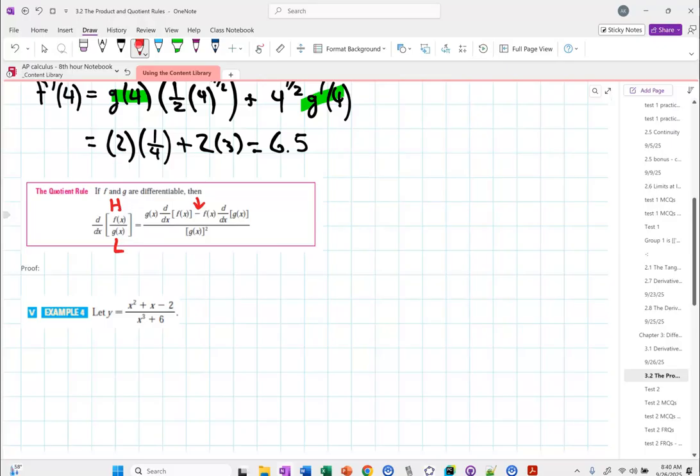I've heard people do that. It's the beat. Yeah. So I'm saying like high times d low for the derivative of the low minus low times d high all over low squared.